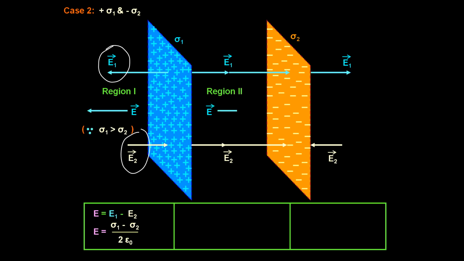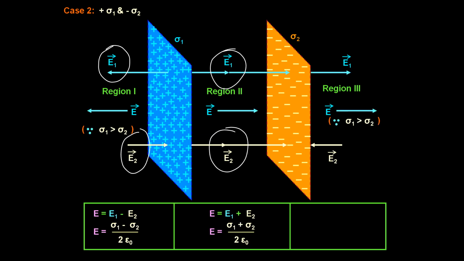Consider the second region, region 2. Here, there are two vectors, E1 and E2. As you can see, both of them are acting along the same direction. When two vectors are acting along the same direction, resultant will be the sum of the two. So, sigma 1 by 2 epsilon 0 plus sigma 2 by 2 epsilon 0. Consider the third region. By now, you will be doing it much ahead of me, right? There are two vectors, E1 and E2, they are acting along the opposite direction. So resultant has to be the difference between the two. That is sigma 1 minus sigma 2 divided by 2 epsilon 0.